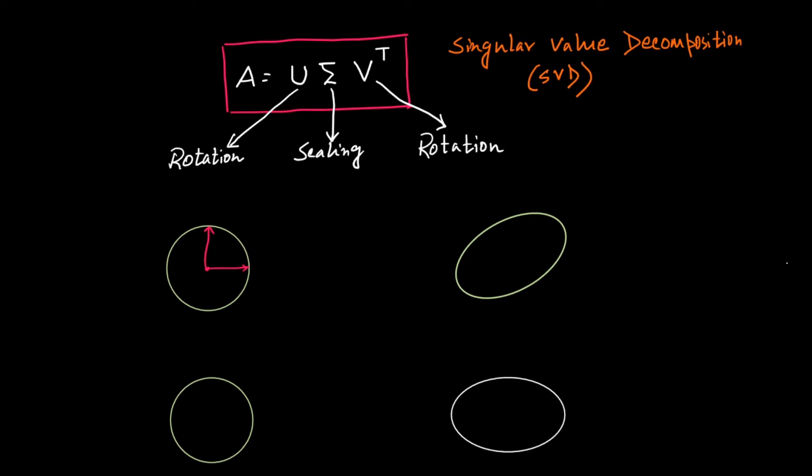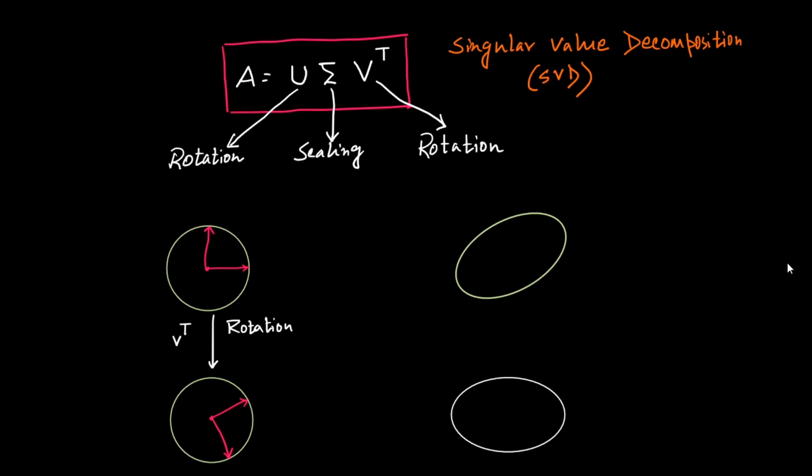Then when I apply this matrix V transpose, the circular region, or the circle, will get a rotation. The circle will remain a circle, but these two vectors will be rotated. In that way, every other vector will be rotated. Maybe after this rotation, the vectors will come to this kind of position, after V transpose is applied.